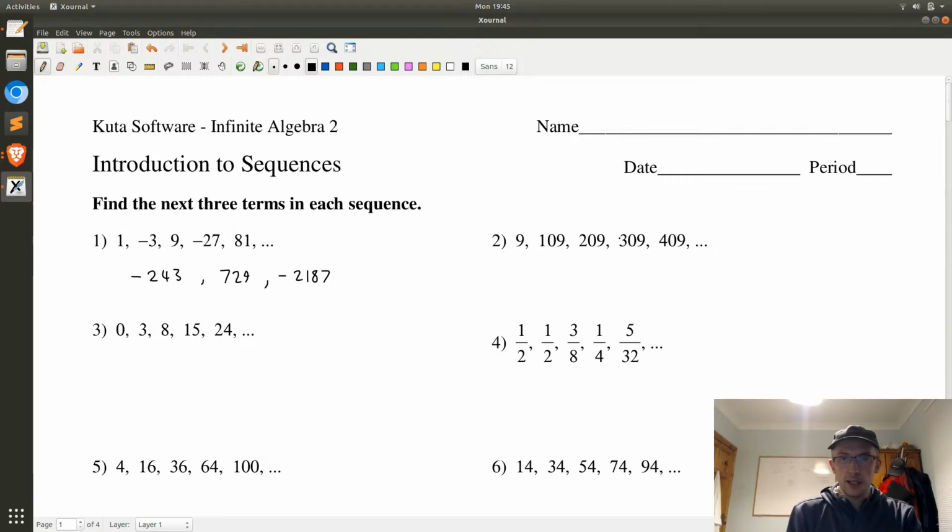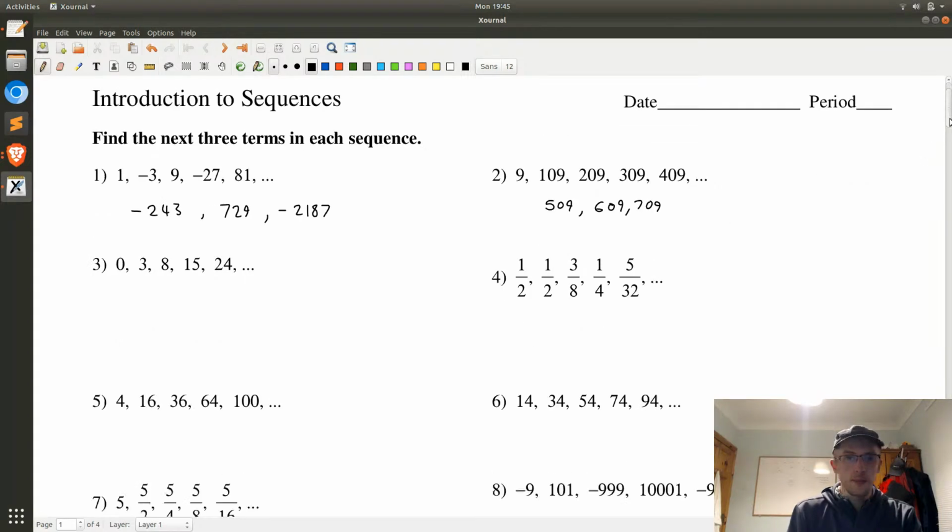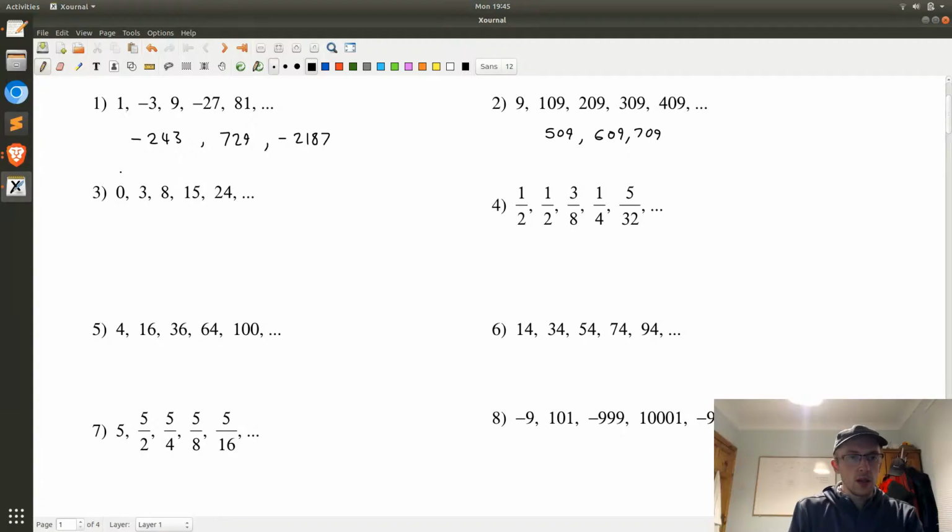Next up, we're just clearly adding 100 each time. So it's going to go 509, 609, 709. And here we go: 0, 3, 8, 15, 24. Well, this is one less than each square number. A sequence of square numbers, which you should know up to the 20th square at least, goes 1, 4, 9, 16, 25. And therefore, who will be next? The answer is 35, 48, 63.